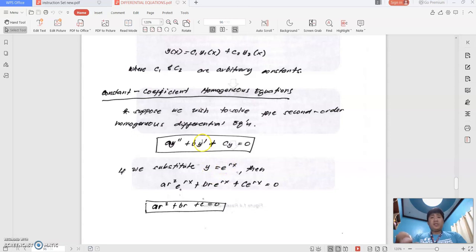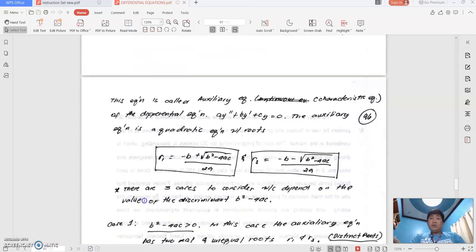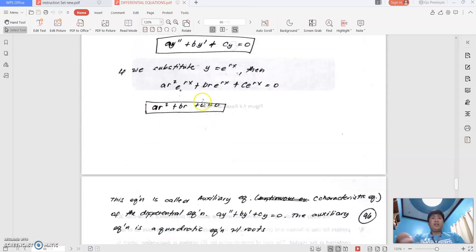Because this is y prime, you derive this one and you have r here; derive it twice, you have r squared, and this one. So you already have e raised to the power of rx. Since both terms have a common e raised to the power rx, you could simplify it to look like this.